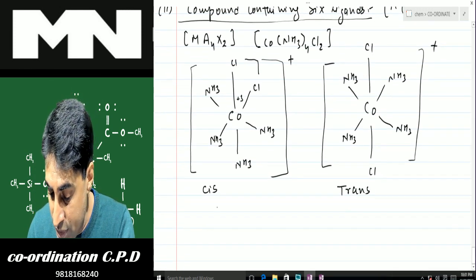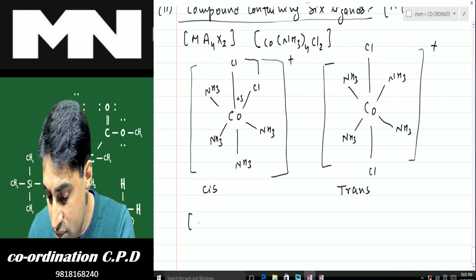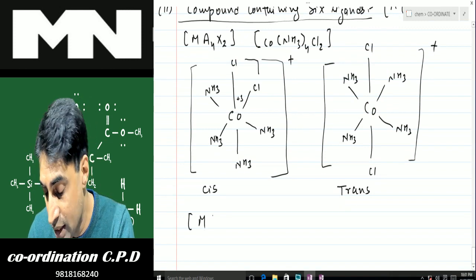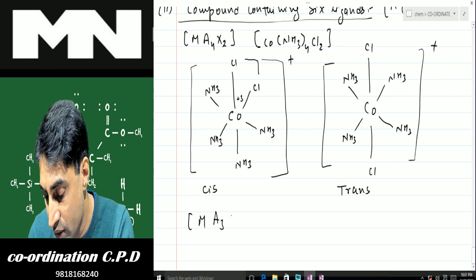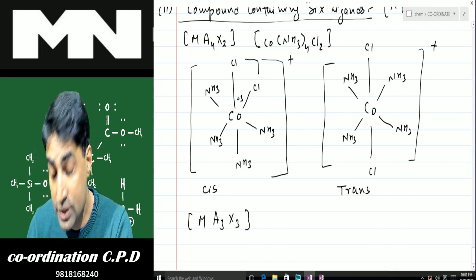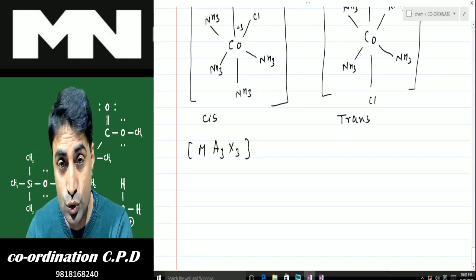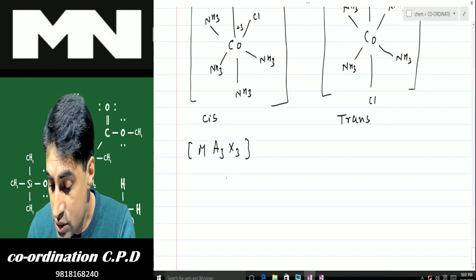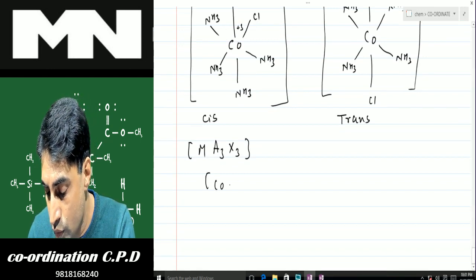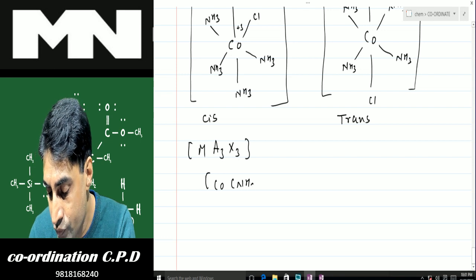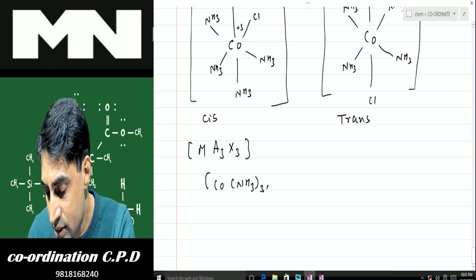I'll give you another example, and that example is say you have got M and A3X3. This is an important one. Please do pay attention towards this one. Suppose I have got a compound Co(NH3)3Cl3.